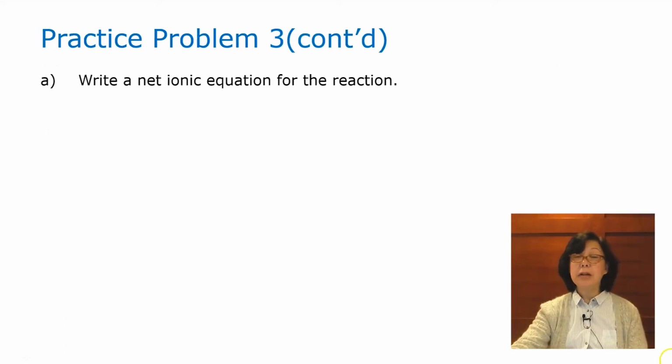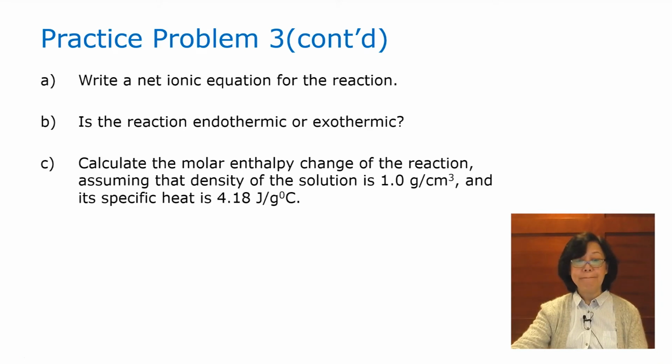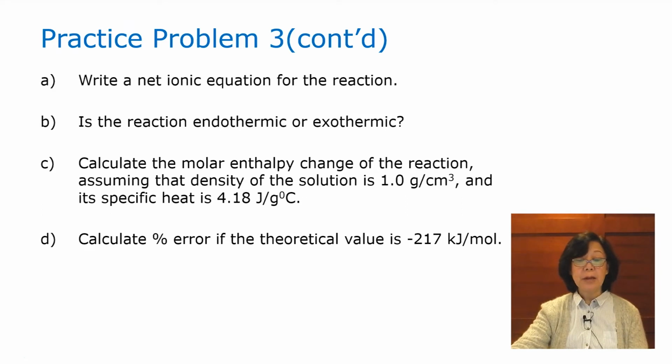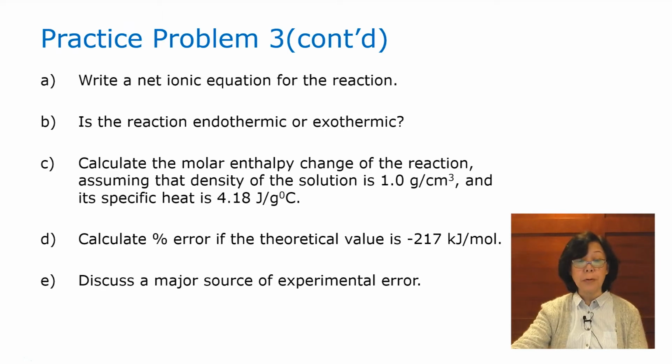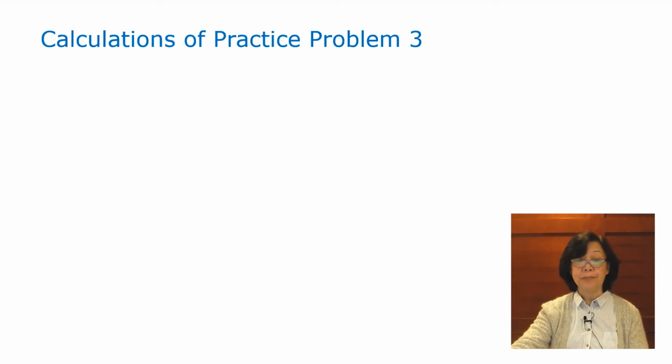We need to write a net ionic equation for the reaction. Is it endothermic or exothermic? Calculate the molar enthalpy change of the reaction assuming the density is 1 gram per cubic centimeter, having the specific heat of water. Calculate the percent error if the theoretical value is negative 217 kilojoules per mole, and talk about a major source of error. How would the enthalpy change value be changed if the pipette used to measure the copper sulfate solution was wet with water to begin with?